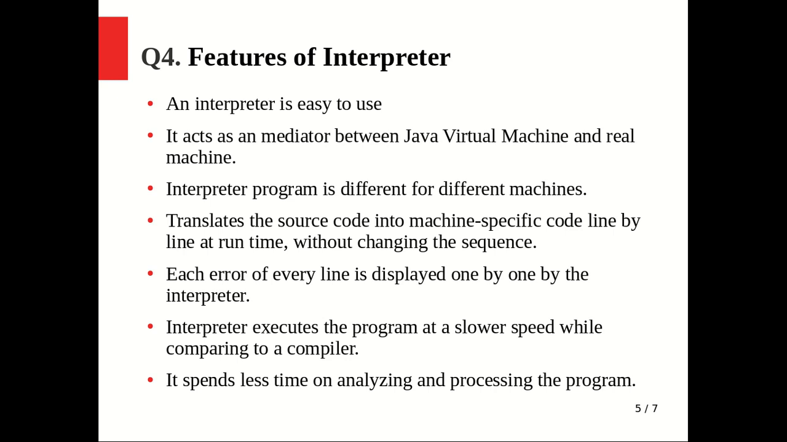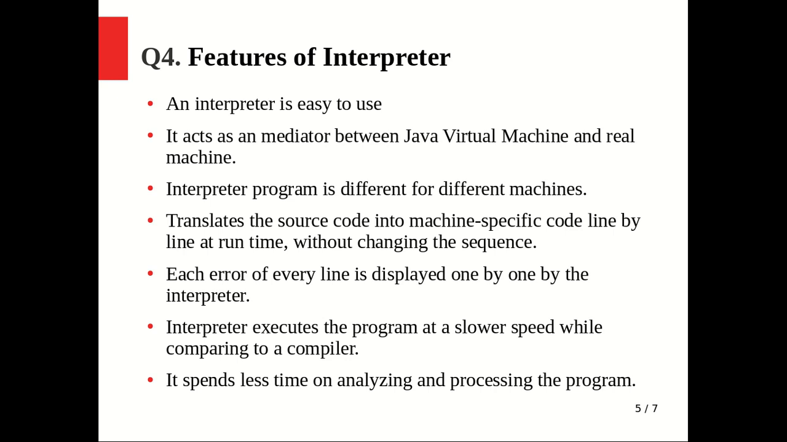Fourth point, it translates the source code into machine specific code line by line at runtime without changing the sequence. Fifth point, each error of every line is displayed one by one by the interpreter. As the interpreter reads the program line by line and converts the byte code into machine code line by line, it gives the error of the line, if there is one. It will display errors line by line.